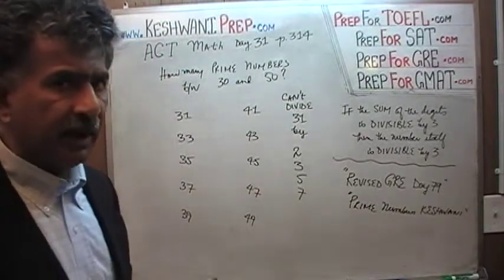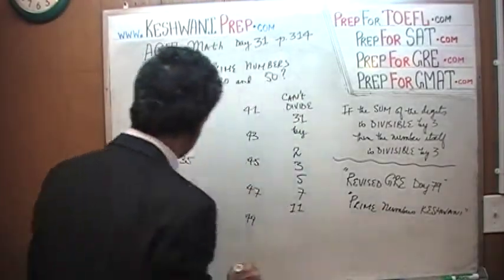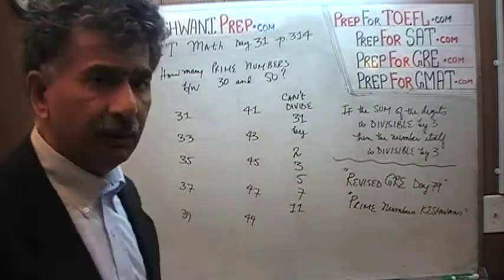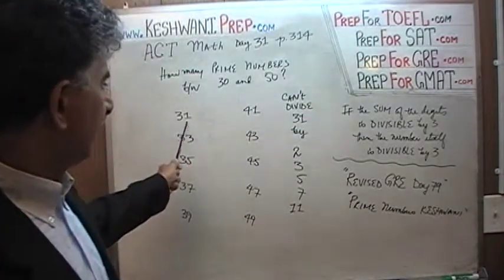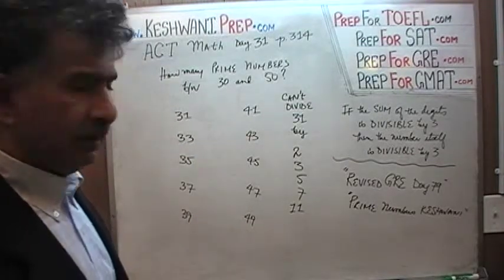We don't have to worry about 9. 9 is not a prime number. Next one is 11. Is 31 divisible by 11? The answer is no. Because had it been divisible by 11, we would have had the same digits. We would have had 33, 44, 55 and so forth, because it's a 2-digit number. It's not divisible by 11.